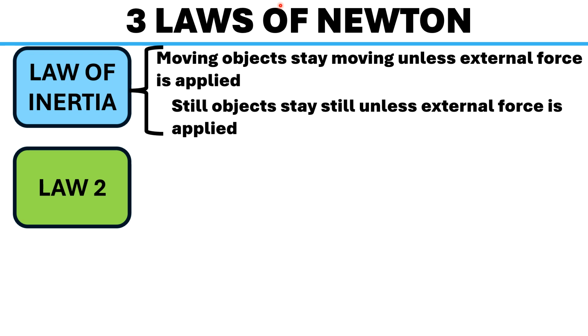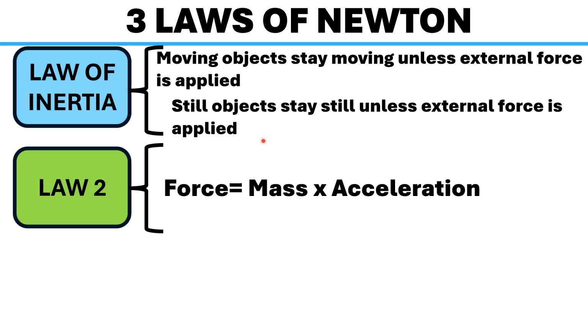Second law. This law is very simple. It's simply the formula that we've seen before. Force equals mass times acceleration. So when you have more force, there's going to be more acceleration. When you have more mass, there's going to be less acceleration. So it's all based on this formula.